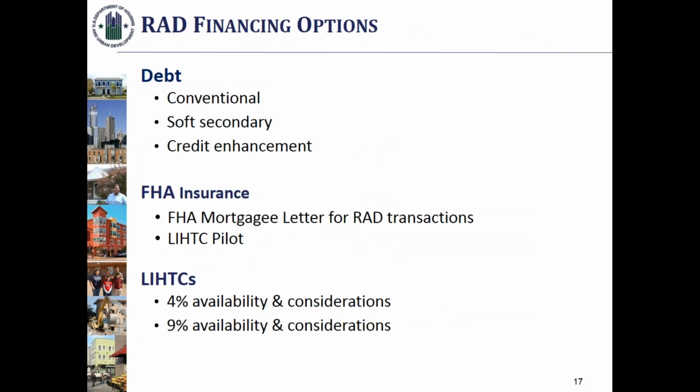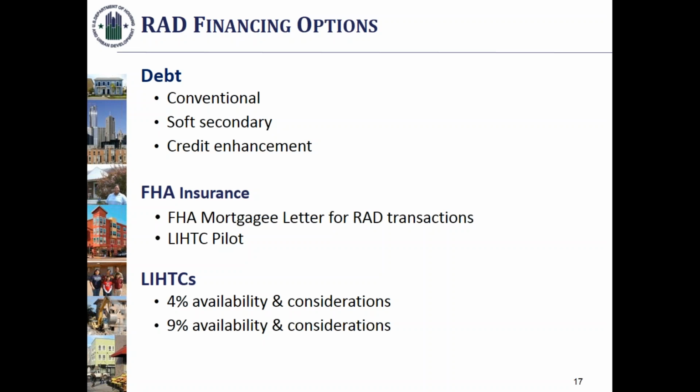So what are the different options, and what are we seeing in the RAD conversions? So certainly conventional debt, soft debt, credit enhancements. Fannie Mae has a product that's being used a lot. FHA insurance is being used a lot. Tax credits are being used a lot. Interestingly enough, there are a number of PHAs that are using no debt. They've accumulated enough capital over the years to be able to rehab the property and set the property up for the next 20 years without borrowing any money.